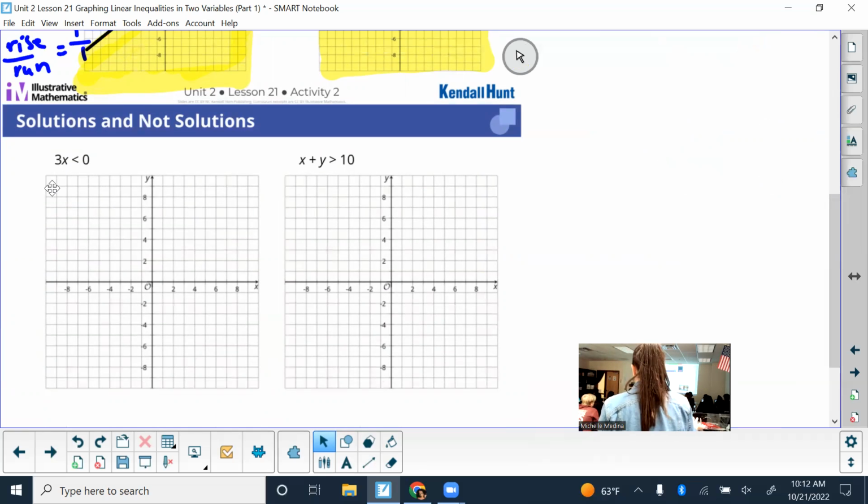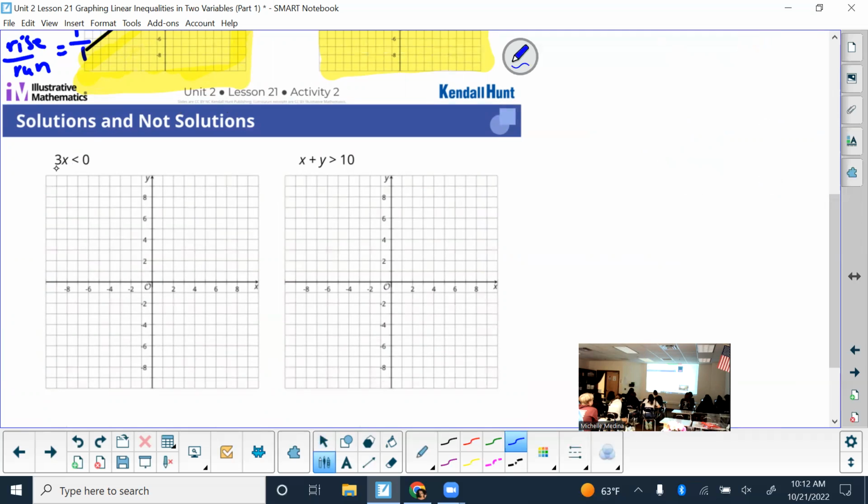Since there's no y to isolate, what other variable could I isolate? How can I get the x by itself? Whatever you do on one side, do to the other side. So x is alone. What's 0 divided by 3? 0.